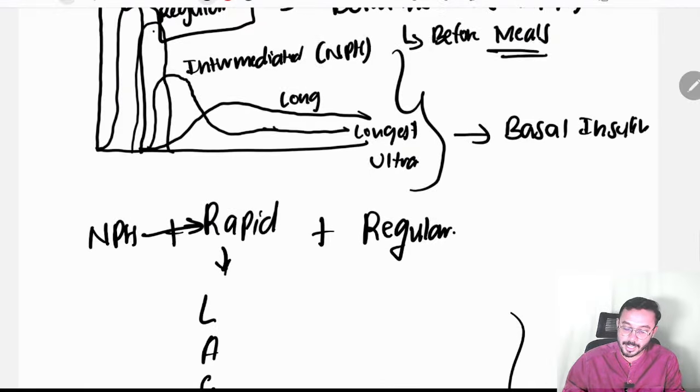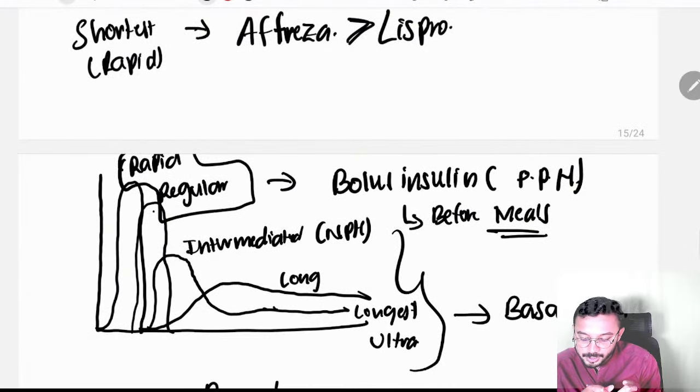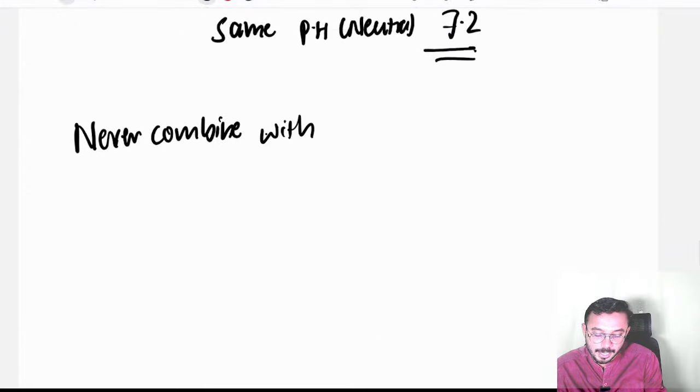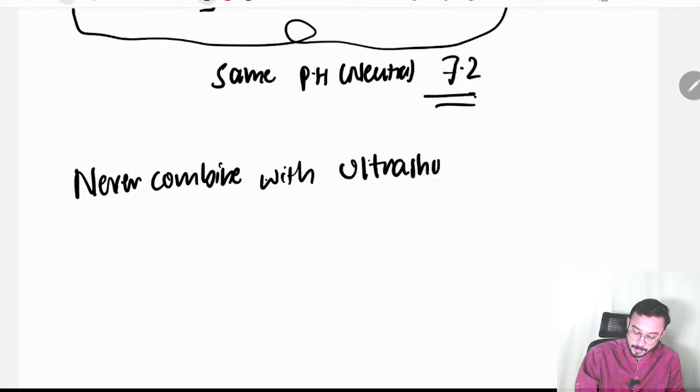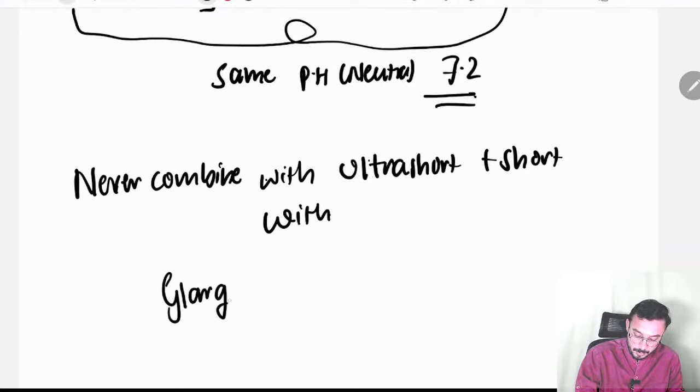NPH with, so why not? This NPH contains the basal dose, so it will maintain the baseline. This rapid one is a basal bolus regime you can use. So you cannot combine this NPH, never combine NPH or any other insulin with, never combine ultra short or short acting insulins with glargine or degludec.